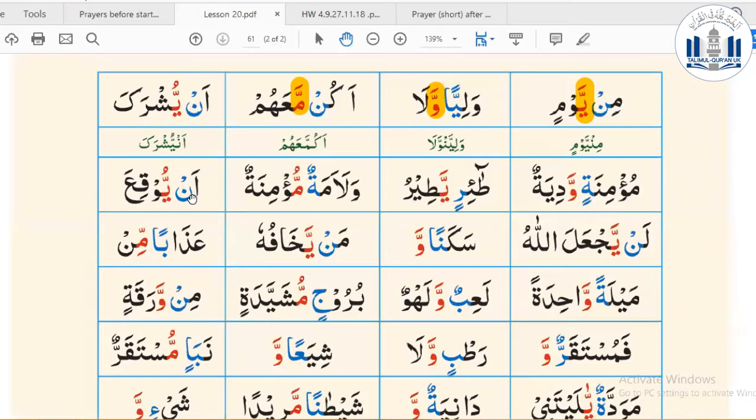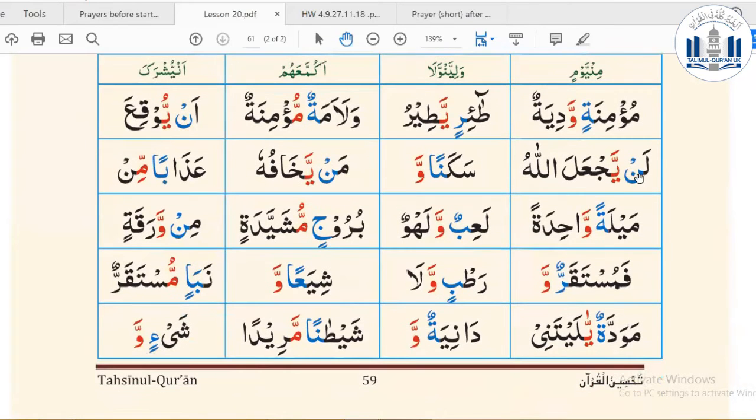Perfect. That was really good. Okay. And then qia. Well done. Excellent. Really nicely read, mashallah. Okay. Let's move on to the next one. Over here, again, you have a noon sakin and then a ya mushaddad. And the rule says that when ya mushaddad appears after a noon sakin, you have to produce a 2-second nasal sound. Okay?